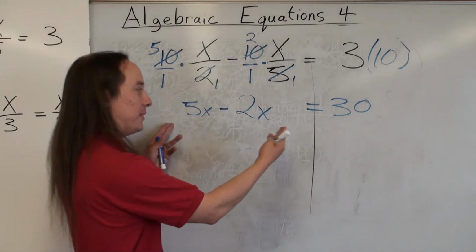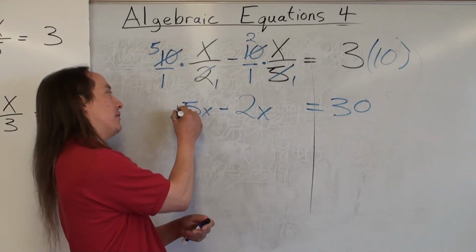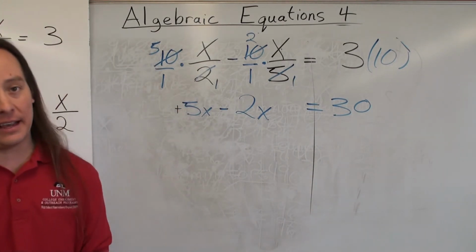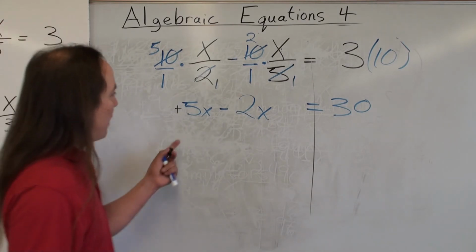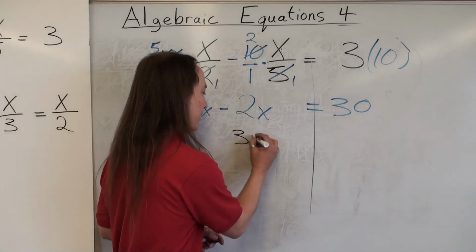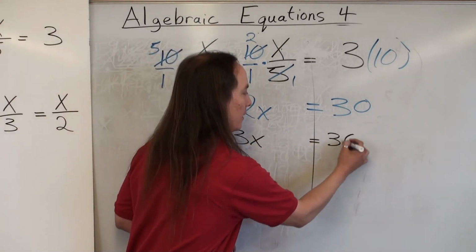And I will group together these two. Remember that the 5 is positive because it doesn't have a sign. If it doesn't have a sign, it means it's positive. So 5x minus 2x is 3x equal to 30.